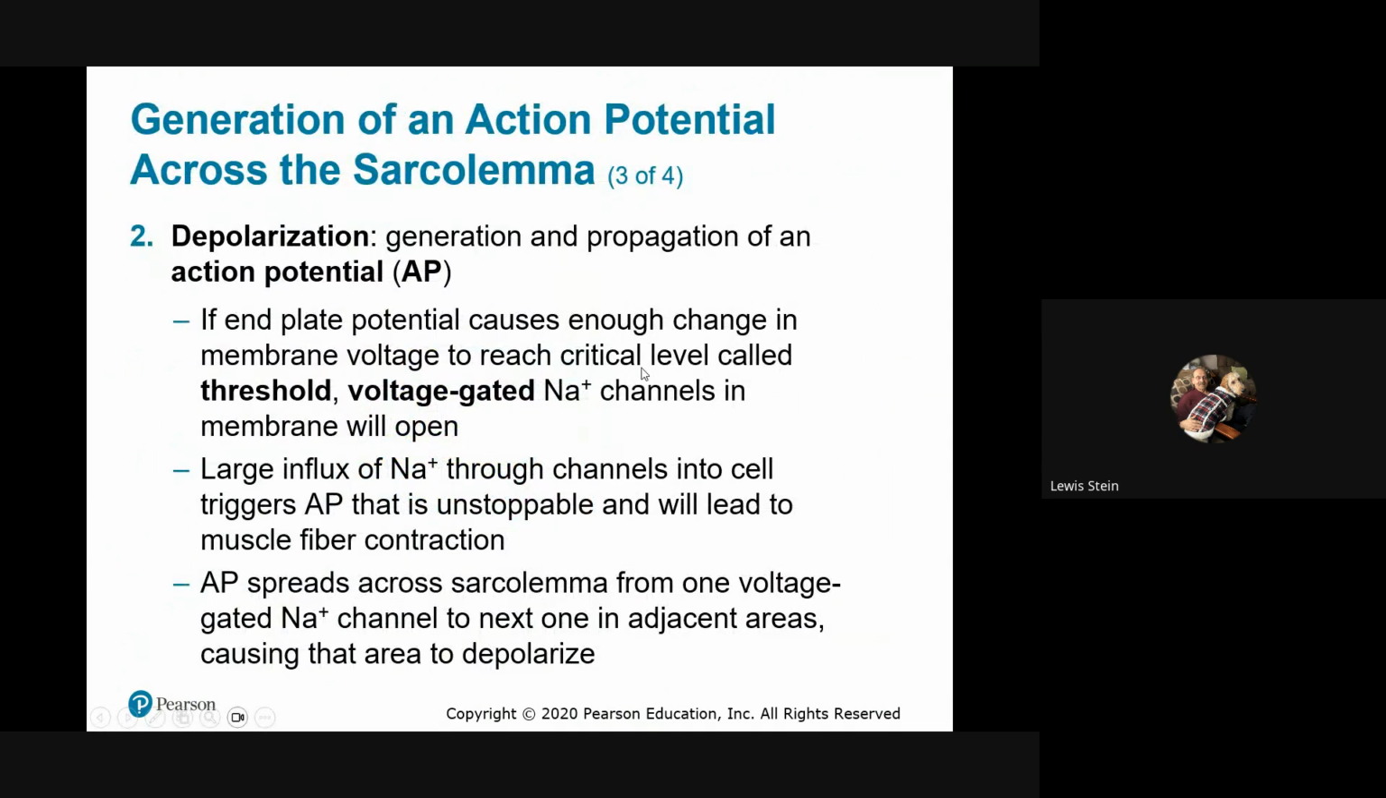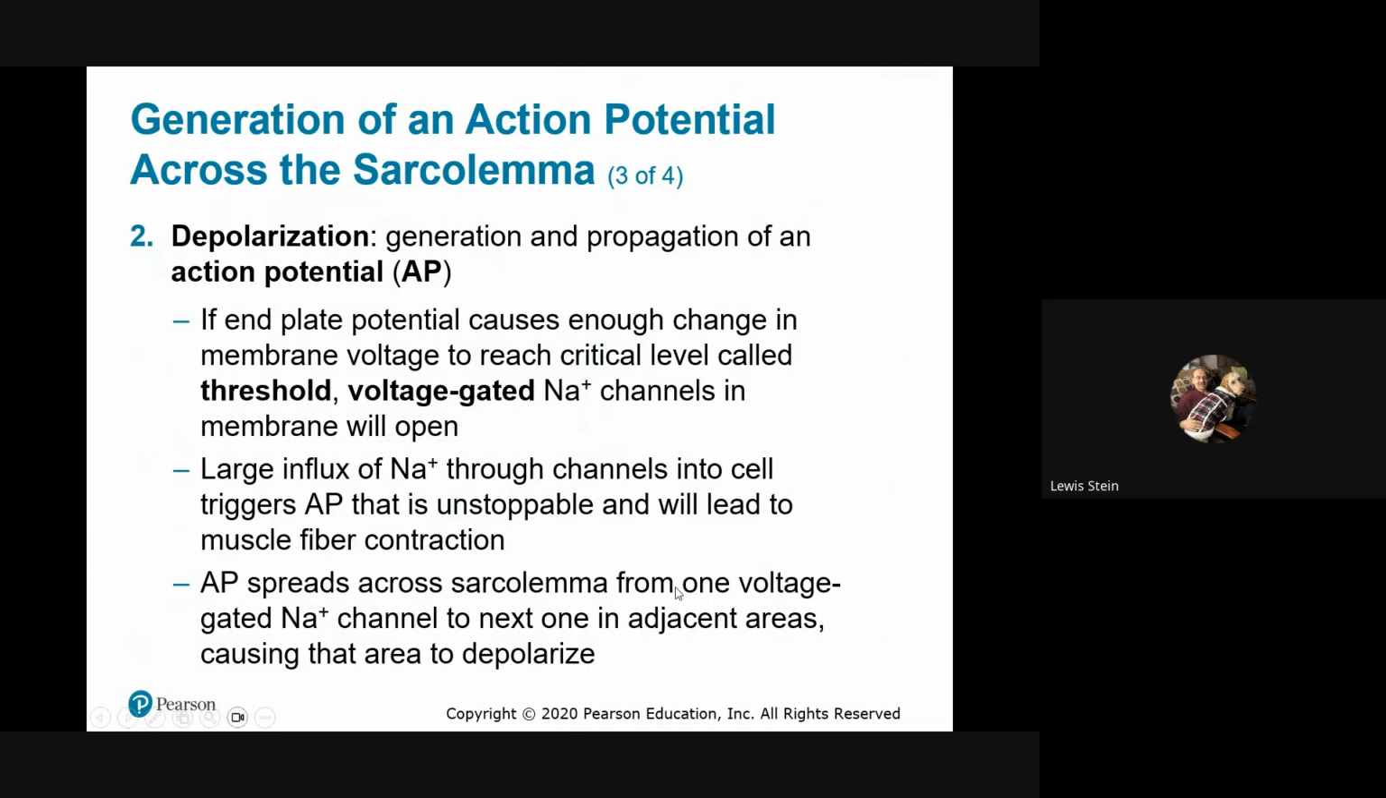So if the end plate potential causes enough change, in other words, if the signal gets far enough away, we call that threshold. And you're going to see scientifically what threshold is. It will contact voltage-gated sodium channels, and the channels in the membrane will open. And when they open, watch out. There's massive numbers of them. Huge amounts of sodium come in. And right after that, huge amounts of potassium go out. So it's rapid, goes more positive and then negative when you think of it in a graph. So this large influx triggers an action potential. It's unstoppable.